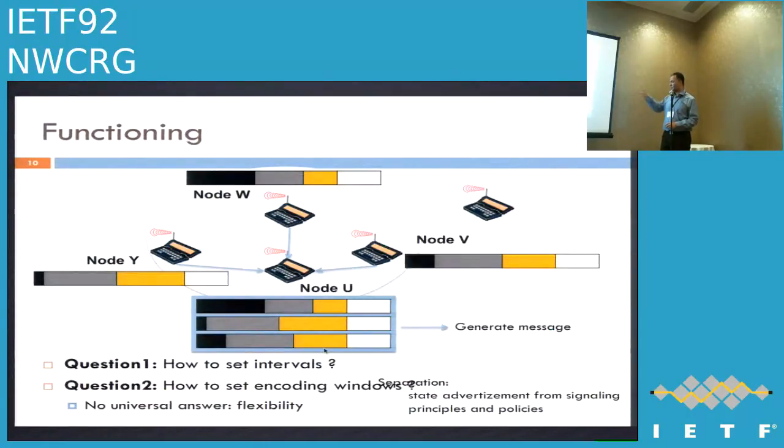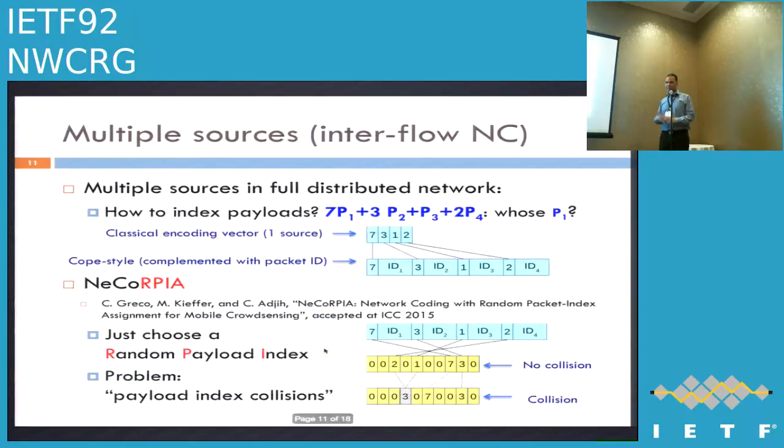This is a summary of how it works. You have nodes Y, W, and V. They send the 4 intervals, and node U receives them and tries to generate a message which accommodates the most nodes, basically the message including more gold indices. There is one question: how to set the intervals and how to arrange the encoding window. There is no universal answer. There are some heuristics proposed in the draft, and it's flexible and interesting.